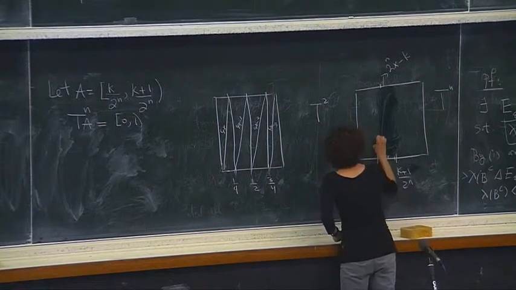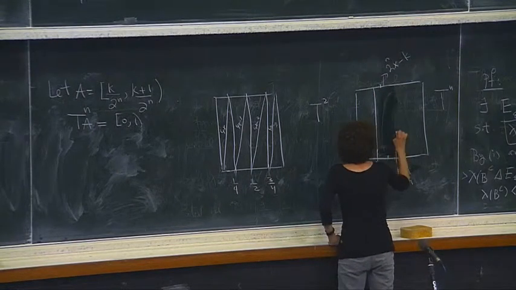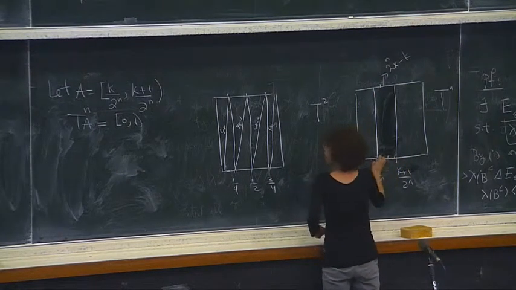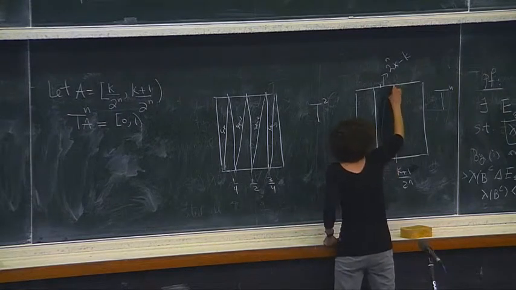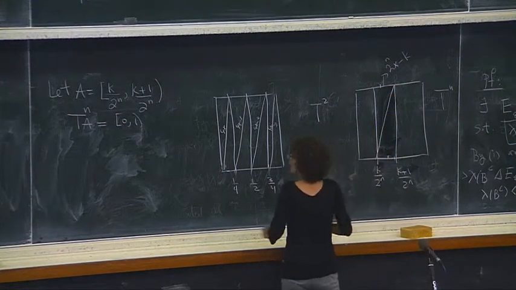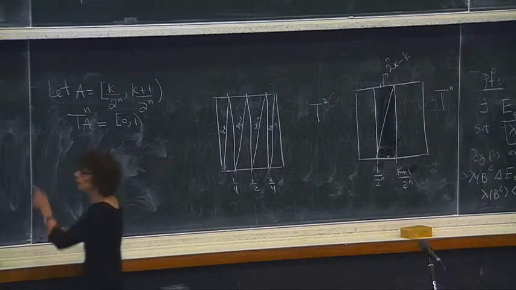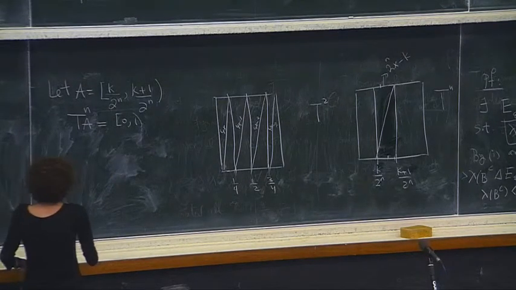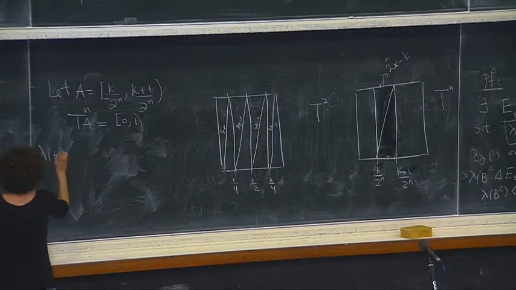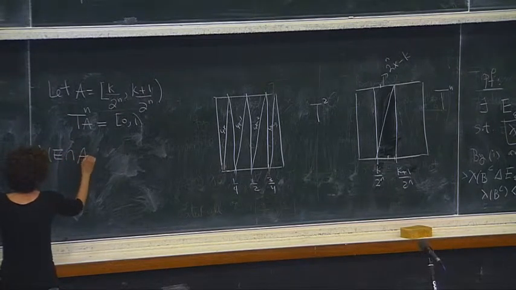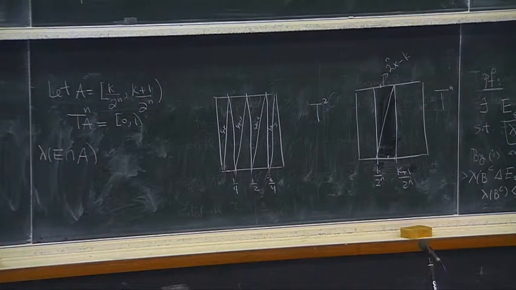So this is a magnified view. This is my interval, this is my A, and this is what Tn is. And now I take E. I'm interested in lambda of E intersection A, and I want to show this is greater or equal to some gamma, independent of A, times the measure of A.